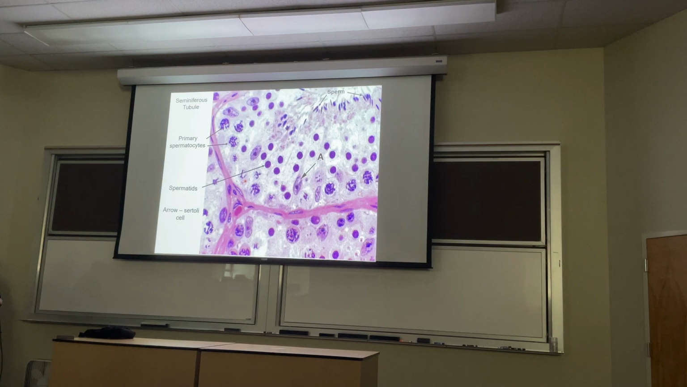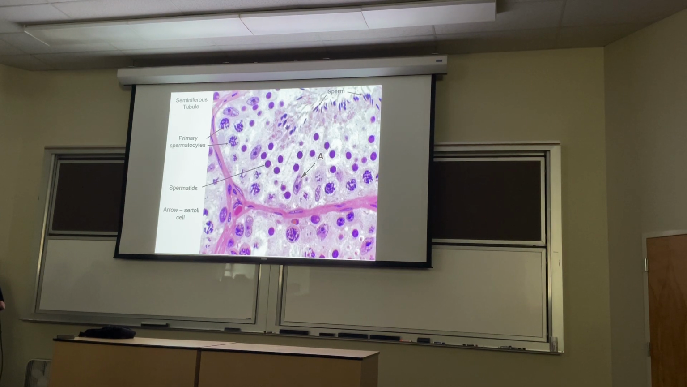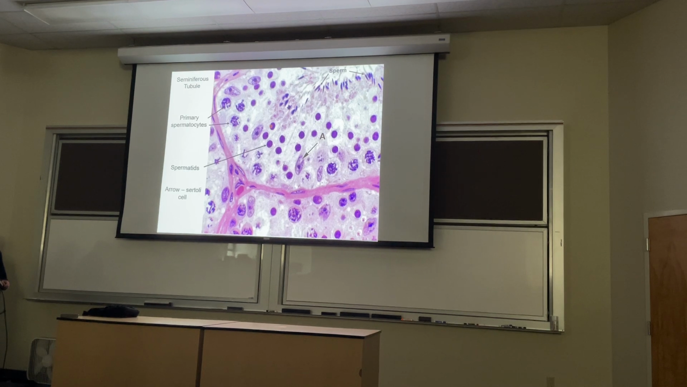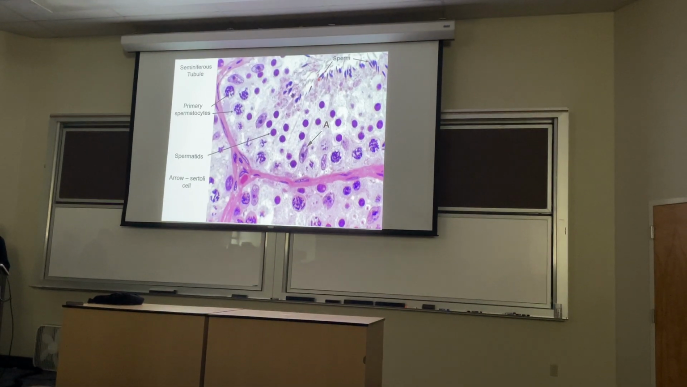Here we are, though. Look at this nice Sertoli cell there. Here's another one. Here's another one. And these are primary spermatocytes, aren't they? Well, what are these? Well, these are your spermatogonia. Here, here, here. And then these are your spermatids. And then these are your sperm cells. So we can see these quite nicely.